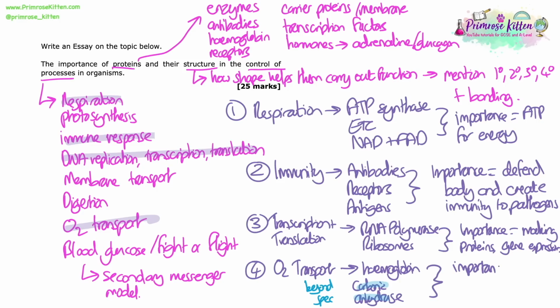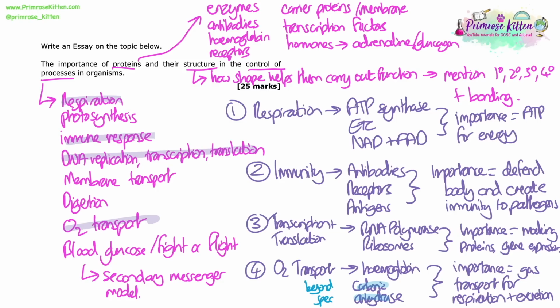Oxygen transport, hemoglobin. The importance, obviously, is because of gas exchange or gas transport for respiration. If we don't transport oxygen to cells, they can't do respiration, which means they can't produce ATP, which means we don't have any energy. So there's a nice one there, but also excretion, like you need to remove the carbon dioxide as well, which is where my beyond-the-spec knowledge comes in.